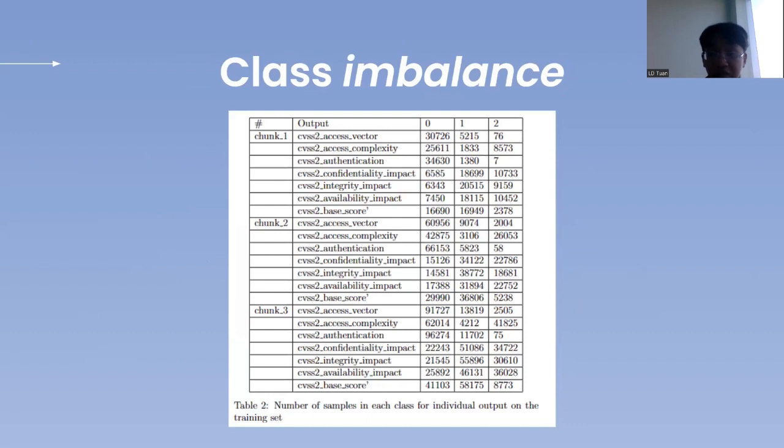We dive deeper into this dataset and notice some imbalance between the classes in each metric. For example, the most severe imbalance occurs on the vector, access vector, and authentication metrics, which can make the models become more biased towards one majority class and have a hard time predicting the minority classes.